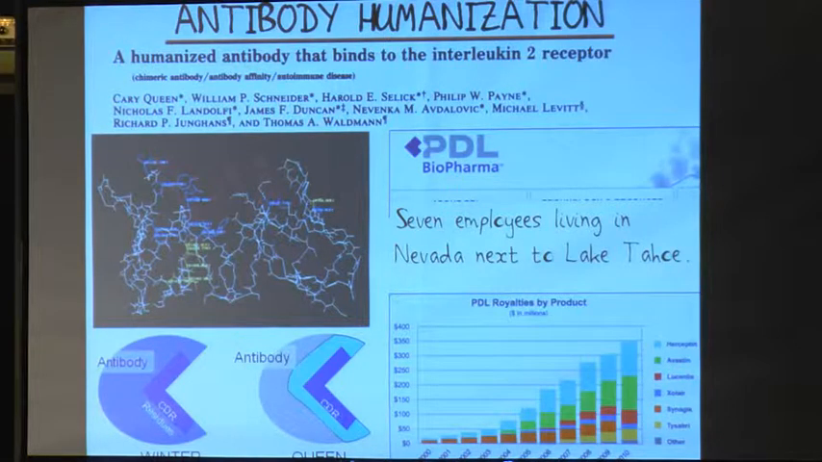Now, this is not rocket science, but it ended up allowing Queen and co-workers to write a very good patent in 1989, which protected the technology and showed that this actually works better than the Winter method. And if you now fast forward 20 years, humanized antibodies are big business. There are drugs like Herceptin and Avastin, and read the names off yourself. This is now a $20 billion a year industry.